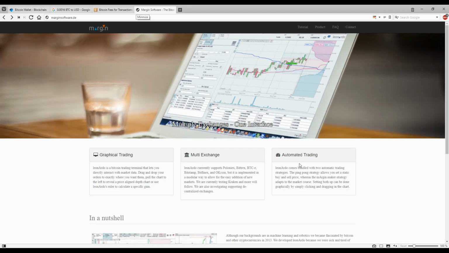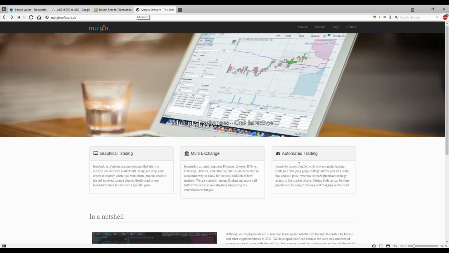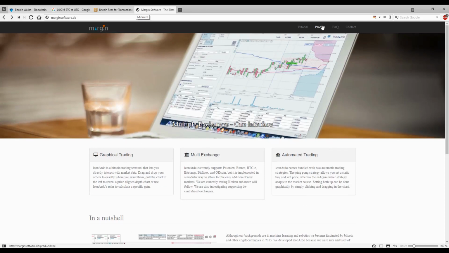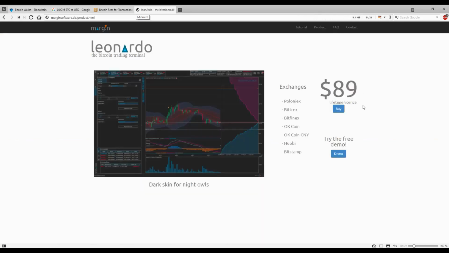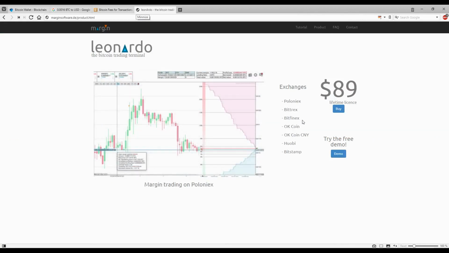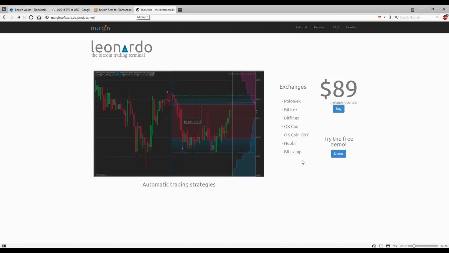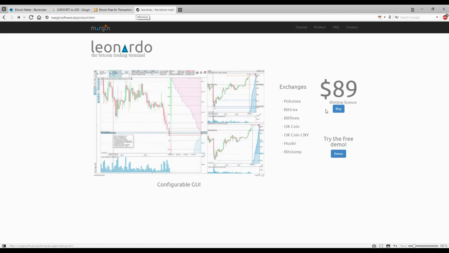It currently offers two types of bots, and I'm going to show you a little bit what Leonardo is about. So Leonardo sells for $89, and you get a lifetime license, and you can use it on these exchanges: Poloniex, Bittrex, Bitfinex, OKCoin, Bitcoin China, Huobi, Bitstamp, and I understand the developers want to add more exchanges in the near future. When you launch, you can buy the license, or you can try the free demo.